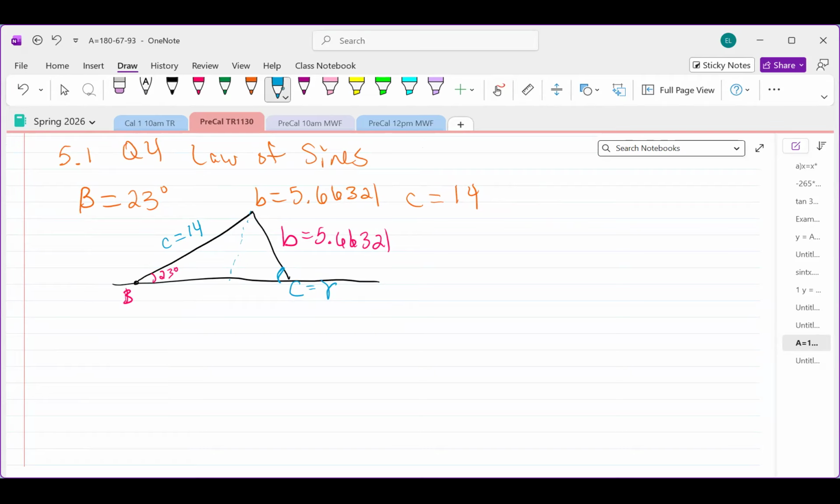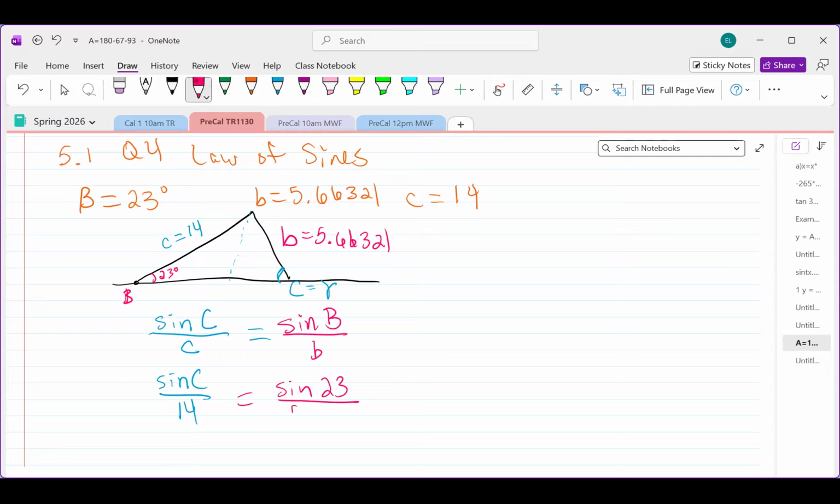So since we're looking for angle C, I'm going to start with the sine of C, and then I have to put that over side C. And then I'm going to set that equal to the side angle pair I have. So the sine of angle B divided by side B. Now we'll fill in the numbers we know. So side C is 14. Angle B is 23. And side B is 5.66321.